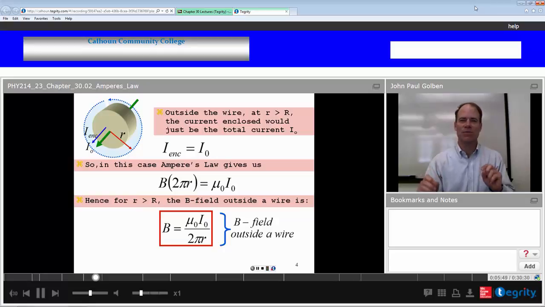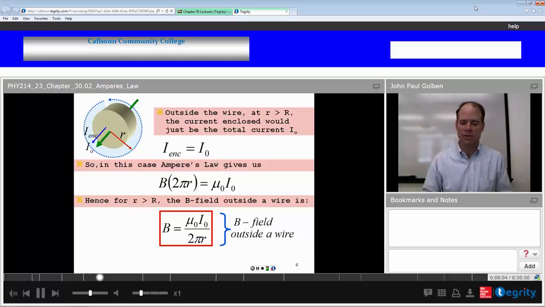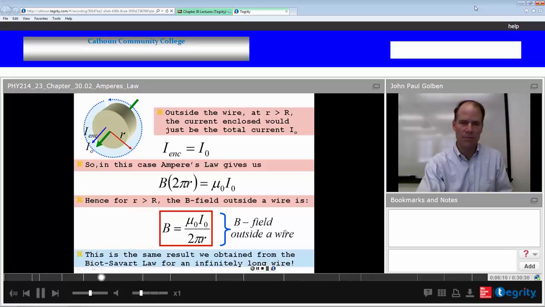This is the same result we got from the Biot-Savart law, where we extended the wire segment to infinity in both directions, so that our first angle was 0 and our second angle was 180 degrees, and we ended up with this result as well. So here's a way that we can get it in an easier way using Ampere's law.